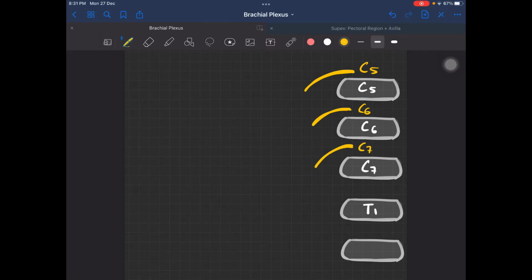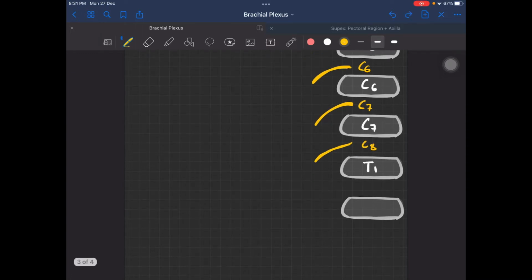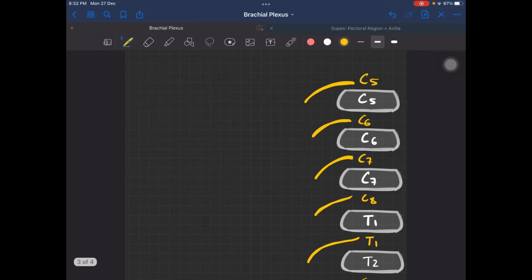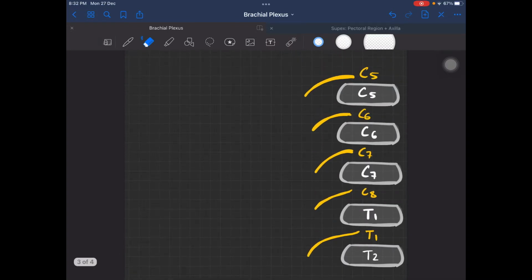Now there is a C8. C8 is a spinal nerve root, but there is no C8 vertebra, the bone. Hence C8, the spinal root, lies below C7 and above T1, and the T1 spinal nerve lies below the T1 vertebra. From now on, when we go to T2, T3, the spinal roots lie below the vertebral level, but in the cervical level, all the spinal roots lie above the vertebral level. I hope it wasn't too confusing.